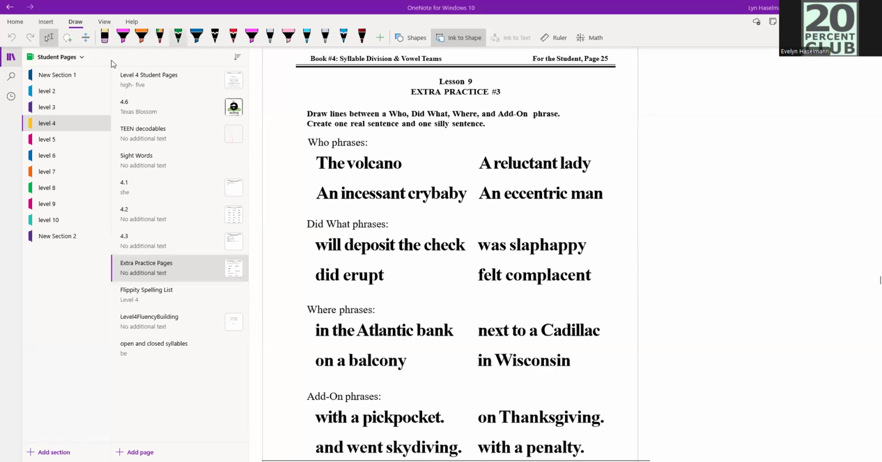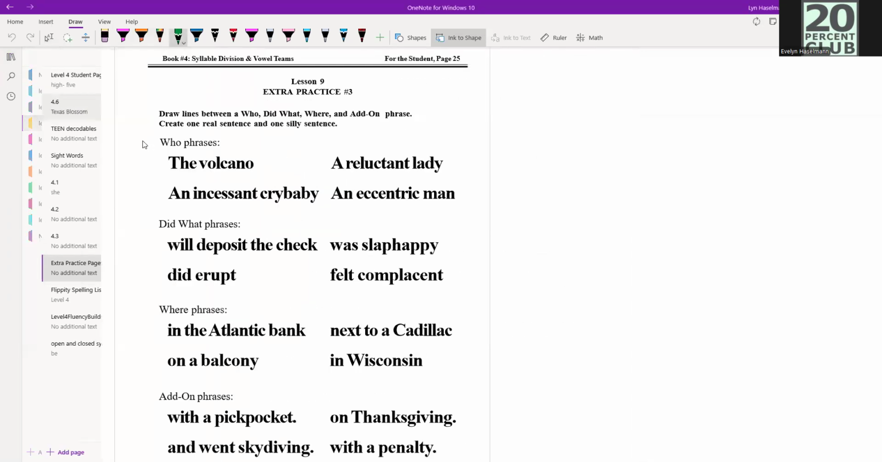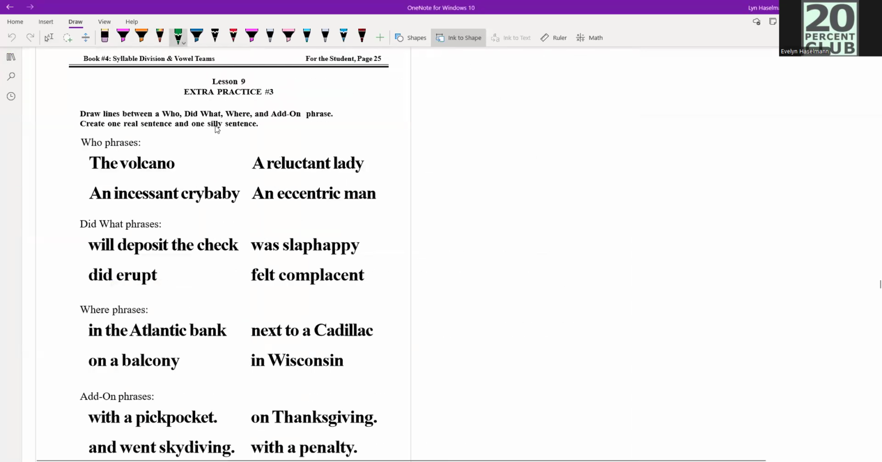Hi, we're going to work on book 4, lesson 9 today. So draw a line between the who, the did what, where, and add-on phrase. Create one real sentence and one silly sentence.